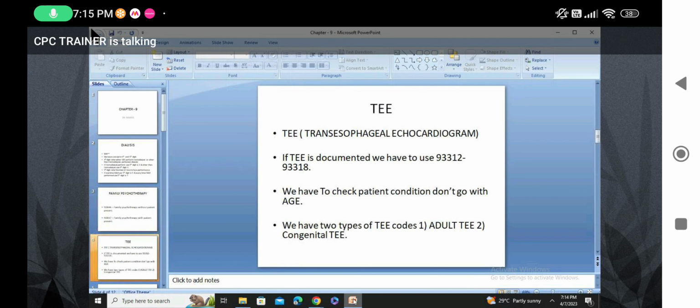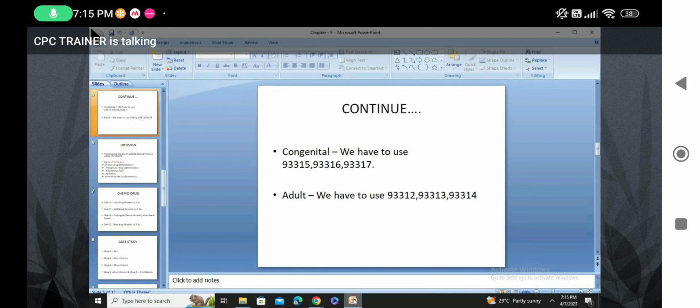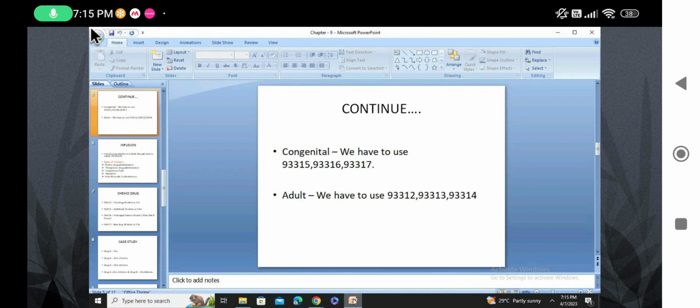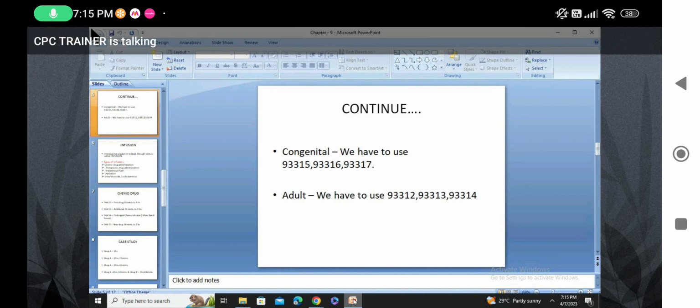Okay, so please note down, guys. In this TEE, we have two sets of codes. One is the congenital TEE, another one is the adult TEE. Guys, can anyone tell me what congenital means? Anyone? What is the meaning of congenital, guys?